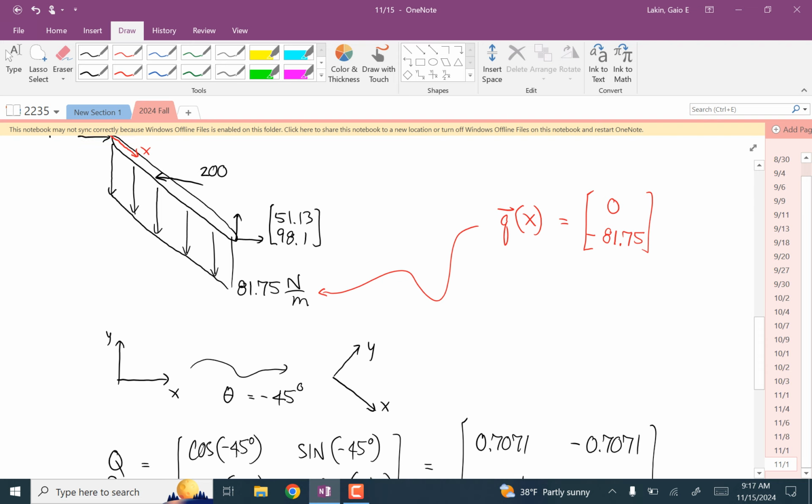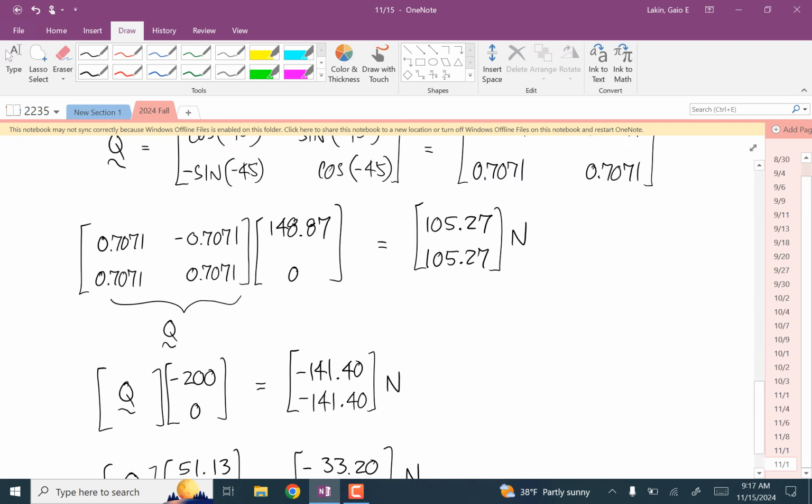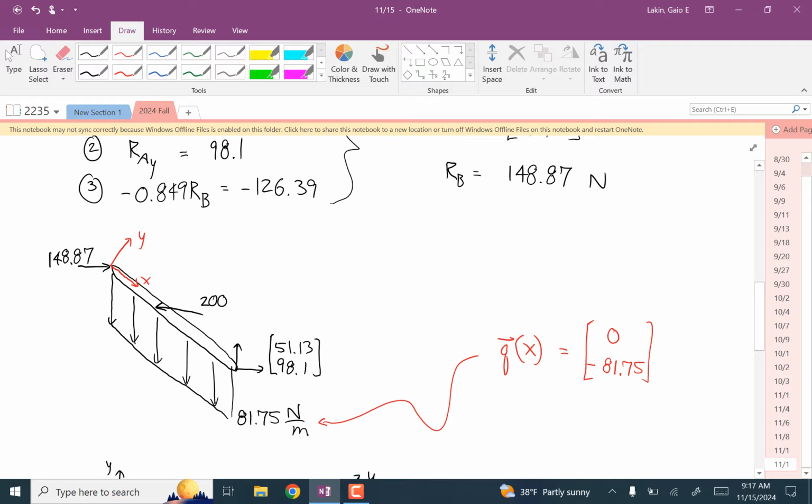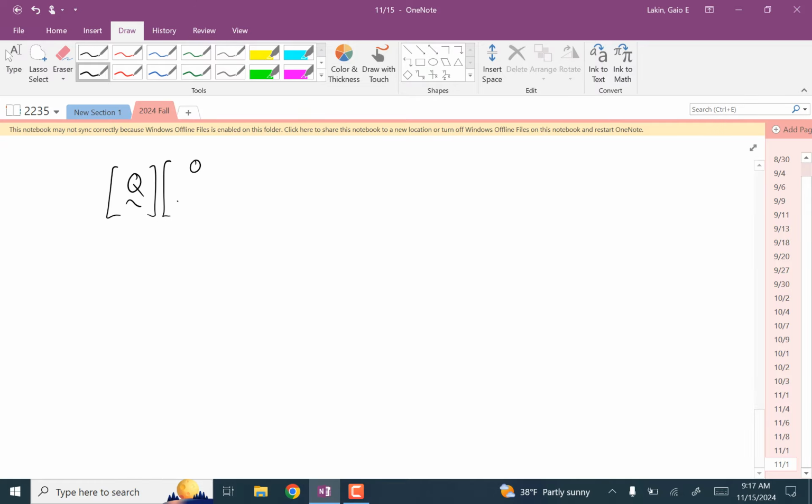And now the last one we have is the distributed load function. And so Q times 0, negative 81.75. 57.81, and minus 57.81. And this one's in newtons per meter.